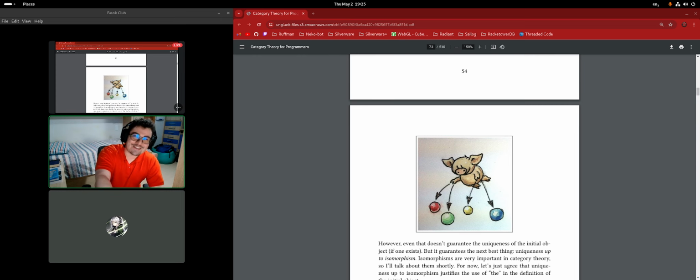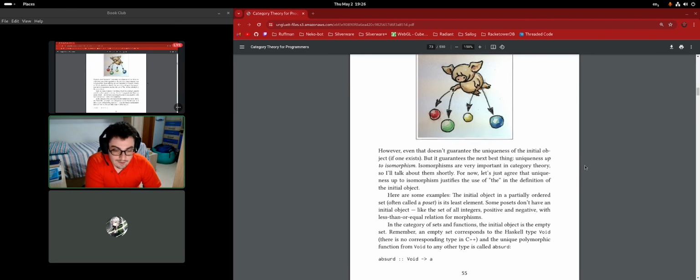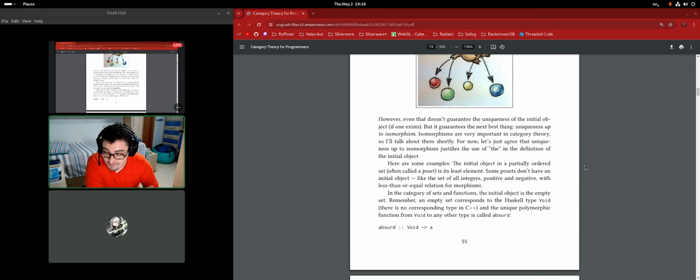And these pictures are awesome. They look so good. Okay, so now we have some examples here.